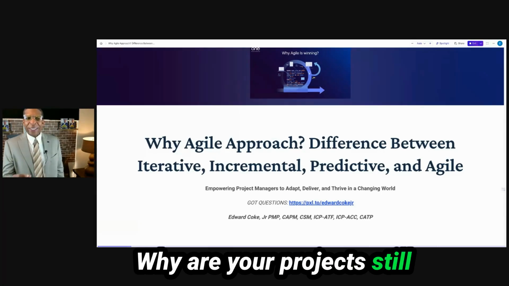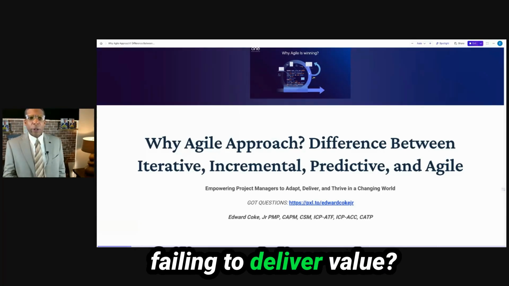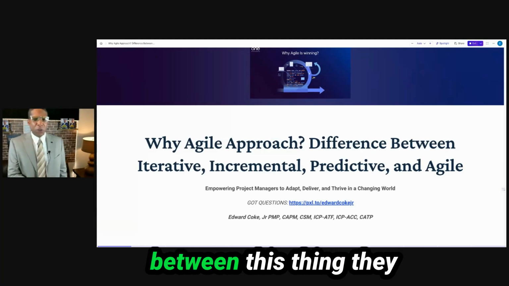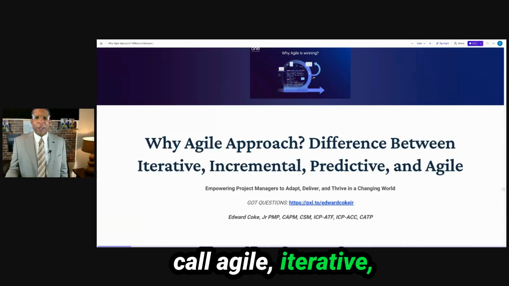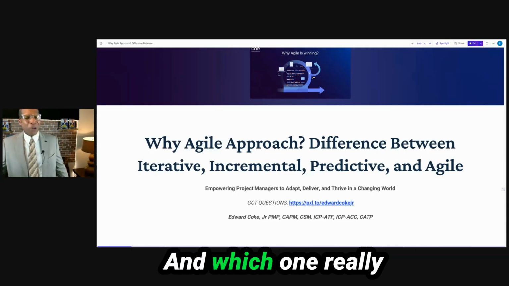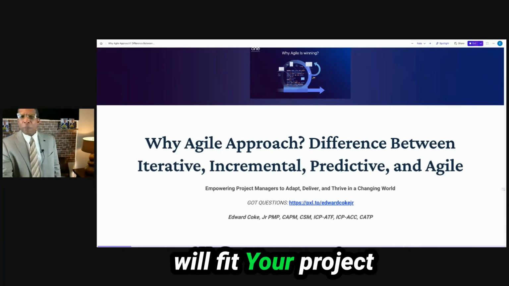Why are your projects still failing to deliver value? Are you using the right approach? Like, what's the difference between this thing they call agile, iterative, incremental, and predictive? And which one really will fit your project?